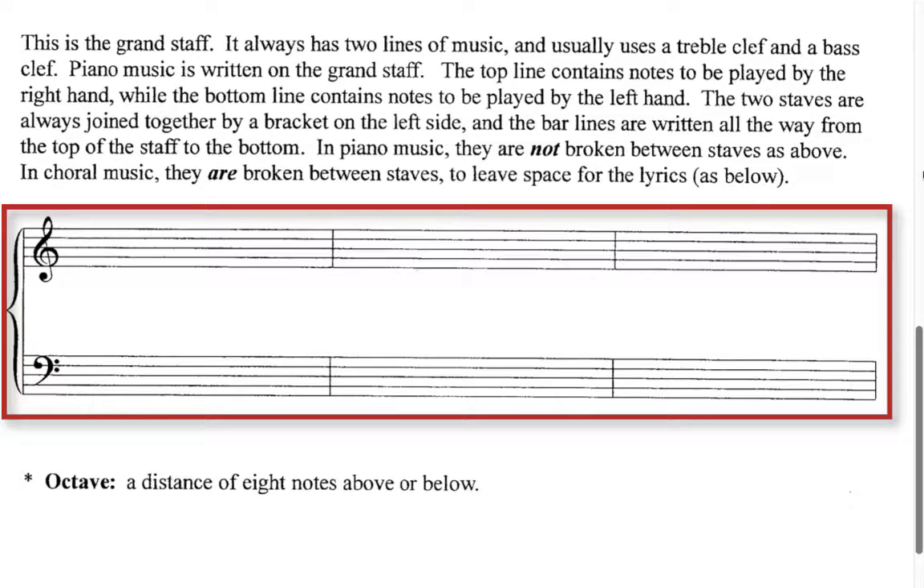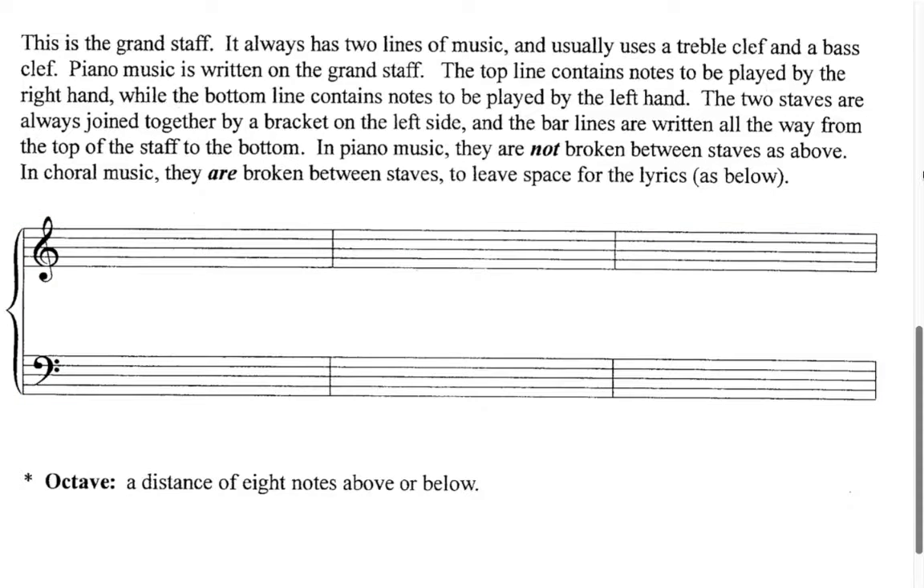This is the grand staff. It always has 2 lines of music and usually uses a treble clef and a bass clef. Piano music is written on the grand staff. The top line contains notes to be played by the right hand, while the bottom line contains notes for the left hand. The 2 staves are always joined together by a bracket on the left side, and the bar lines are written all the way from the top of the staff to the bottom.